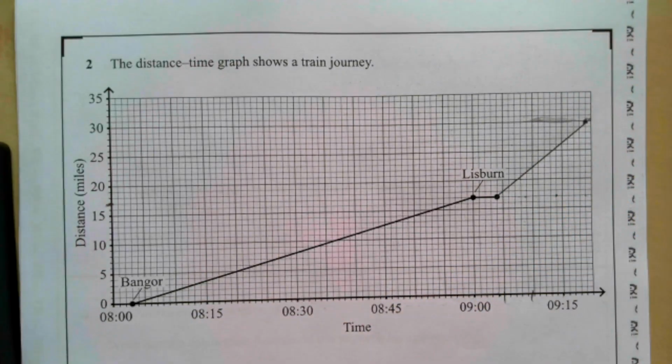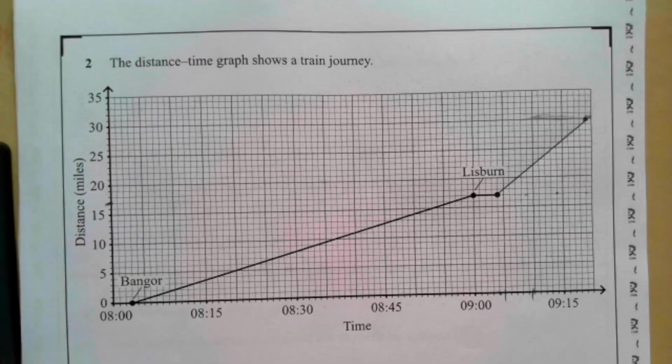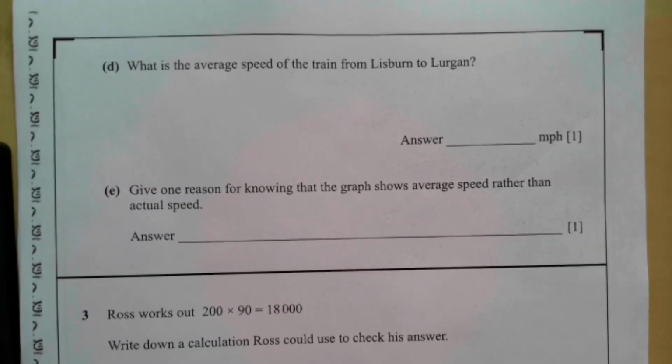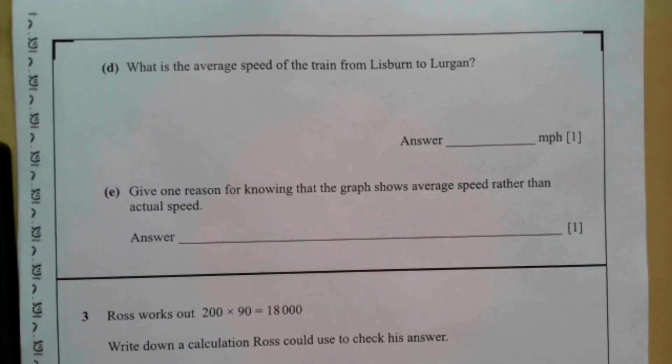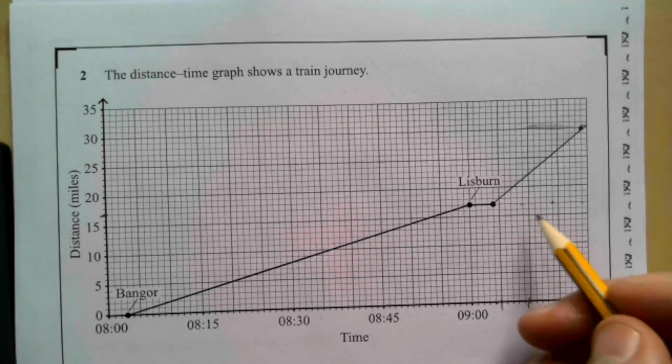And that's that journey. Show this information on the graph. What's the average speed of the train from Lisburn to Lurgan? And that's in miles per hour. So as it says, it travels 13 miles in 15 minutes.